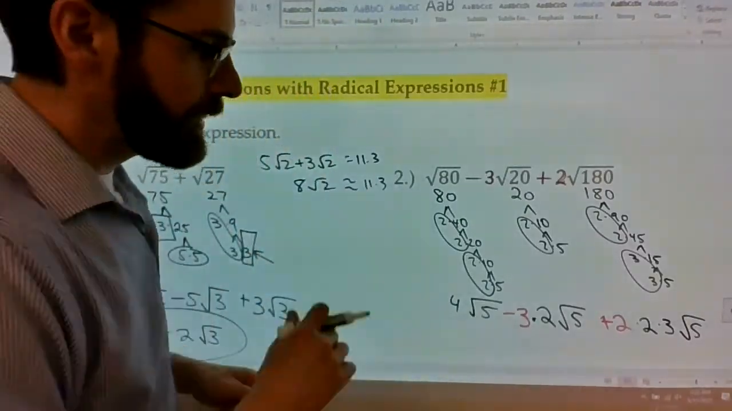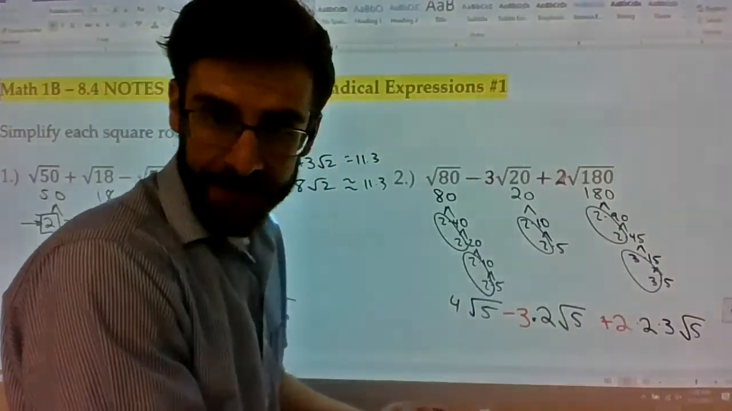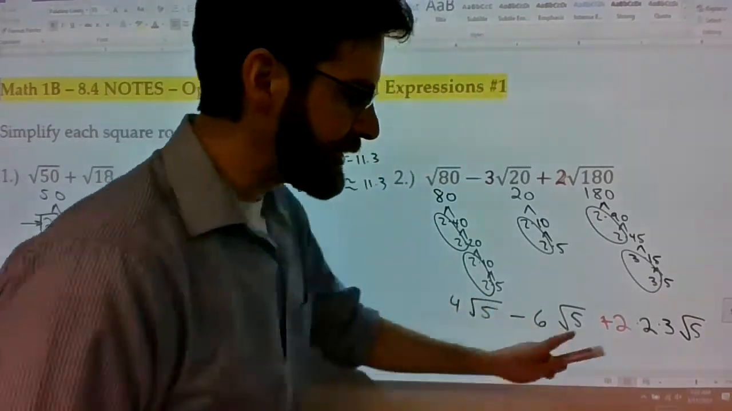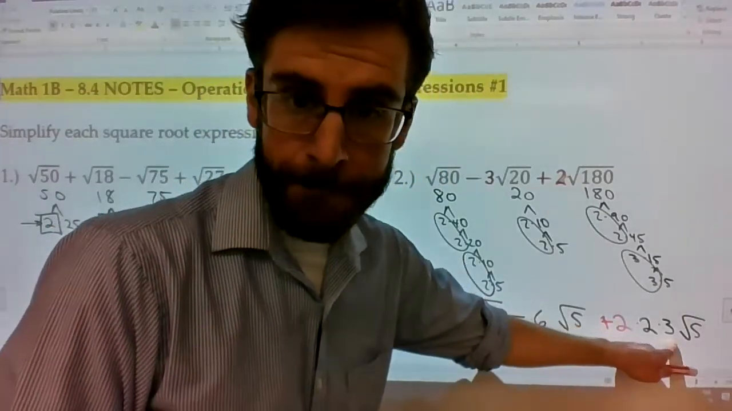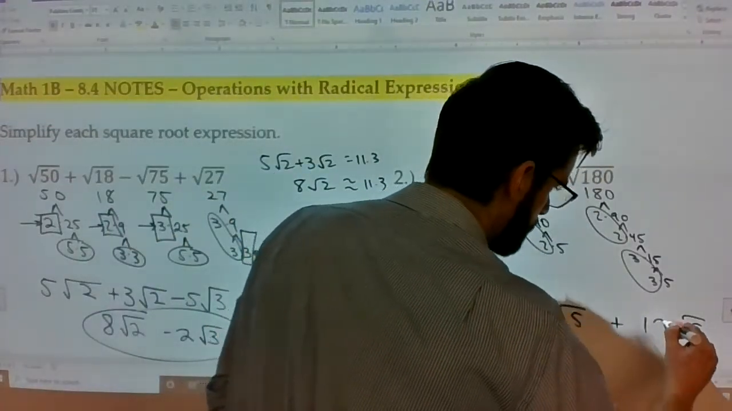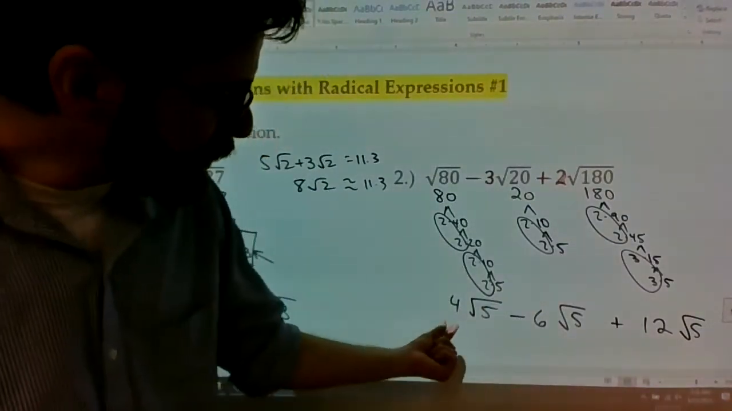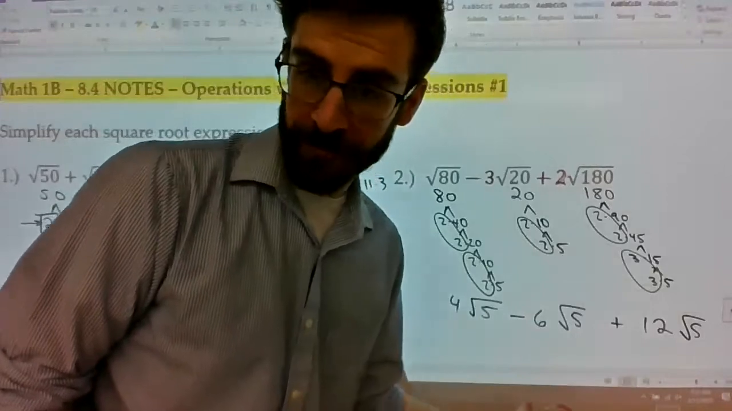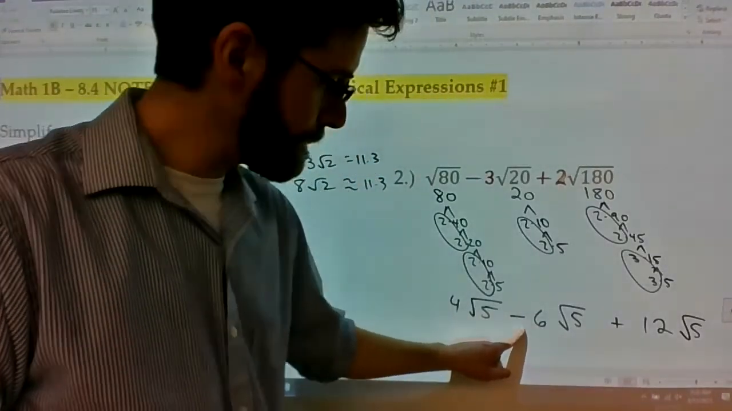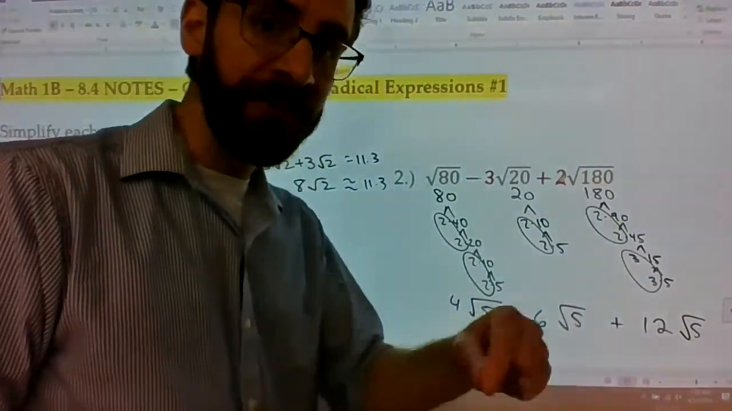At any rate, what we're going to do now is actually say negative 3 times 2 is negative 6. And 2 times 2 times 3 is 12. They're all root 5s, so you can just combine all the coefficients for each one of them. So you can do 4 minus 6, which is negative 2, plus 12, which is positive 10. So it's positive 10 root 5.